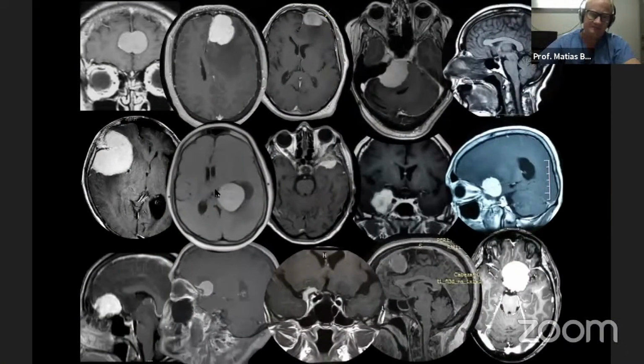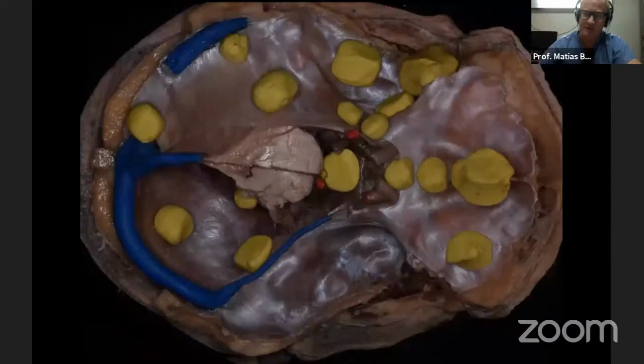For example, different tumoral scenarios where you need to manage the skull base anatomy in a proper way: different kinds of meningiomas, clinoidal meningiomas, anterior fossa meningiomas, petroclival meningiomas, and other kinds of tumors like schwannomas, and aneurysms too.